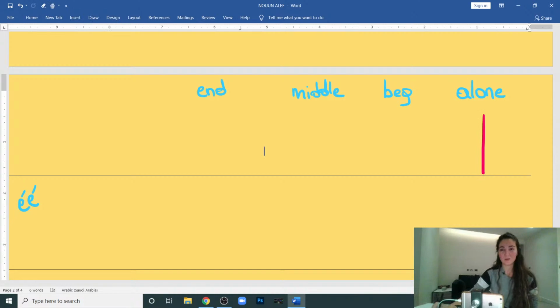This is when it's alone. This is when it's at the beginning of the word. This is when it's in the middle of the word. And this is when it's at the end of the word. So now I'm going to draw an alif plus an alif plus an alif. So I have the beginning of the word form, and I have the middle of the word form, and I have the end form.